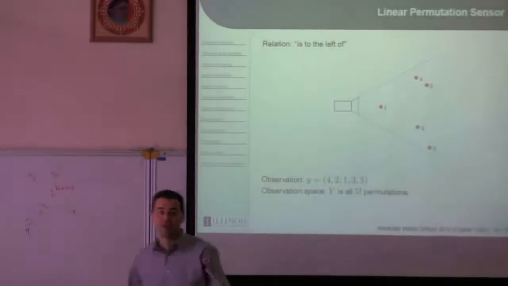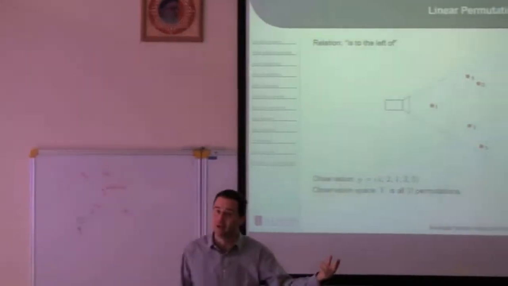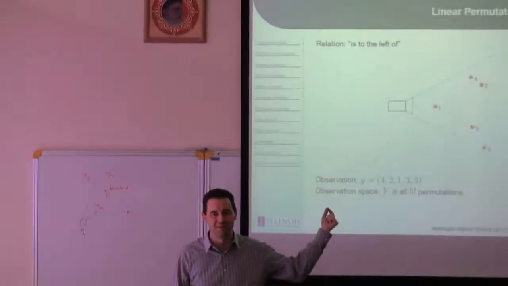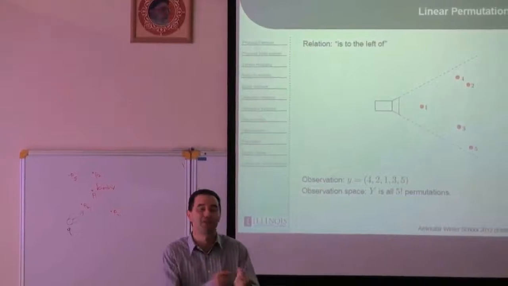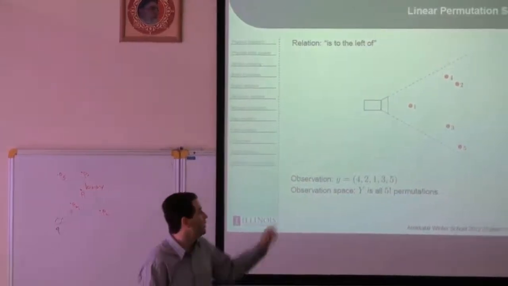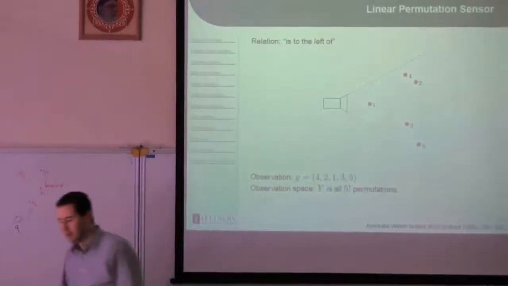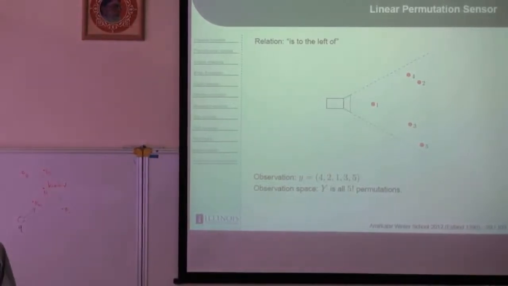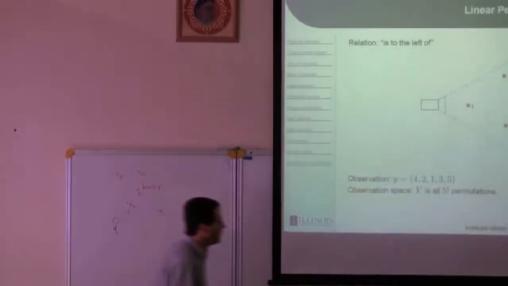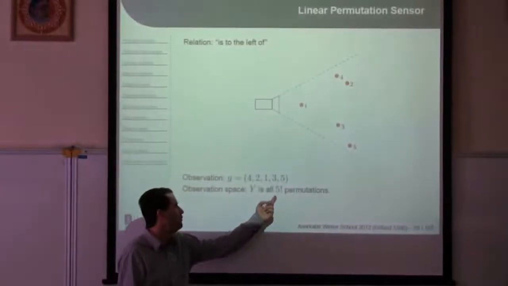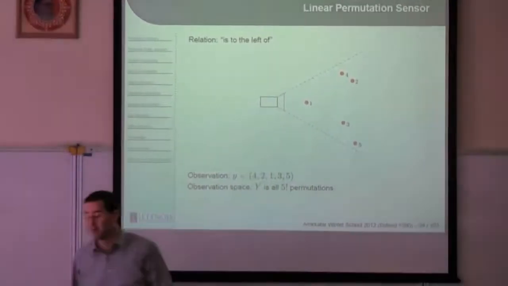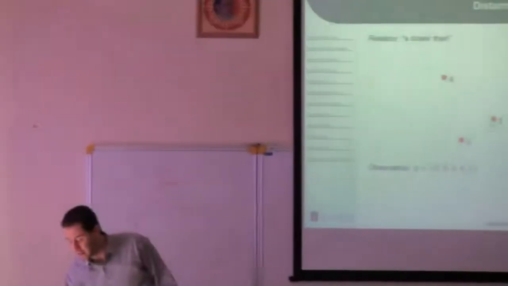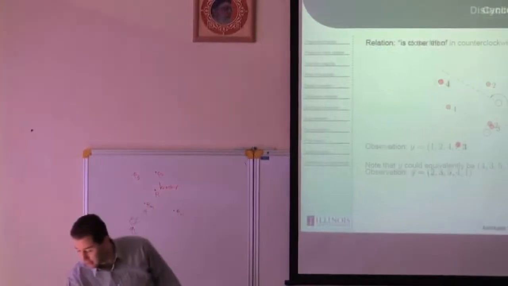I think Leo Guibas was thinking like that as a computational geometer. That's the critical information, right? And if that permutation changes, that may mean something significant. So he's thinking about this kind of model in a different context, but I think this is a very broad family that's worth considering. The observation space for this is just all 5 factorial permutations of these 5 bodies. If you have an omnidirectional sensor, that's coming in a bit.